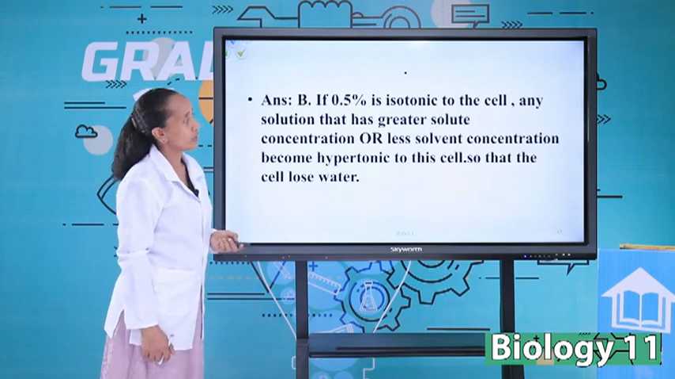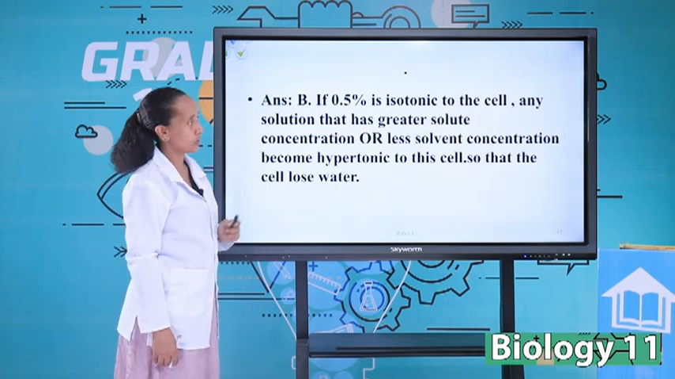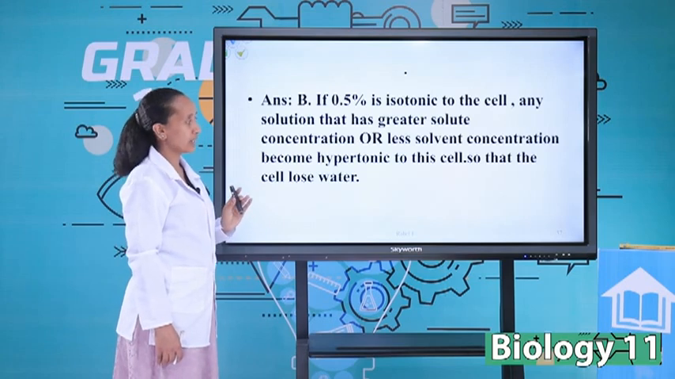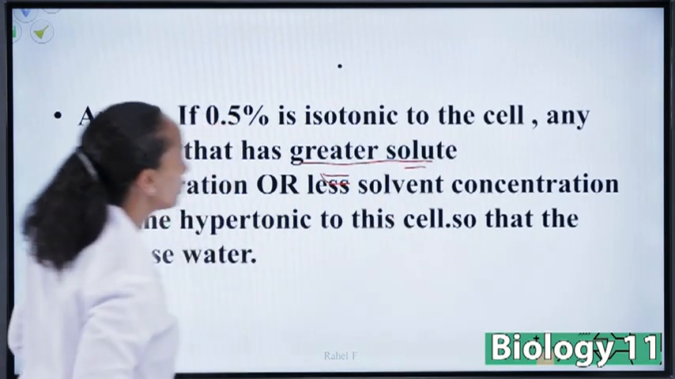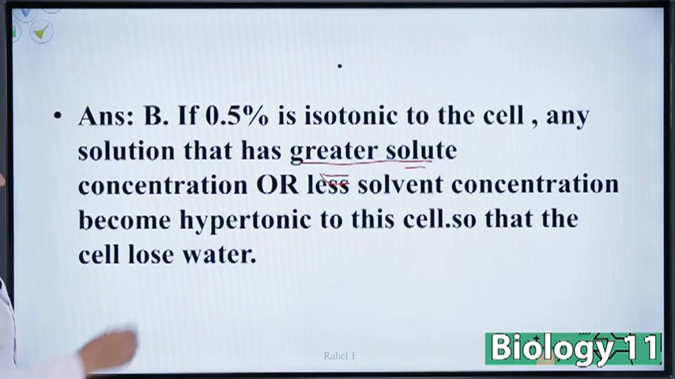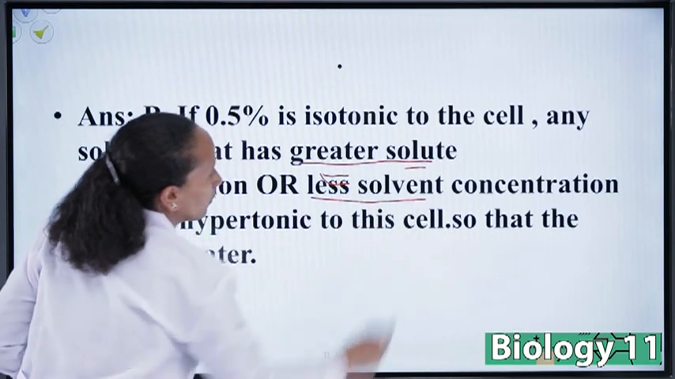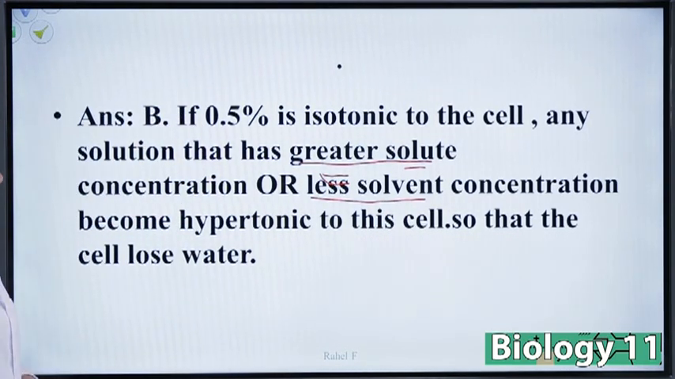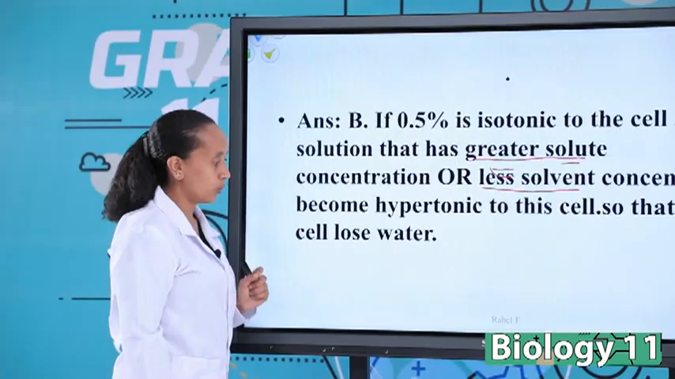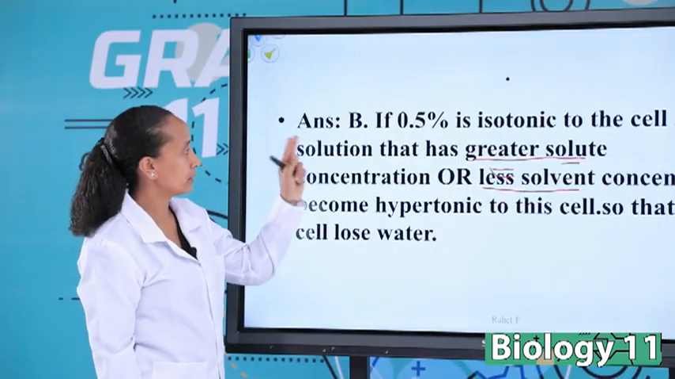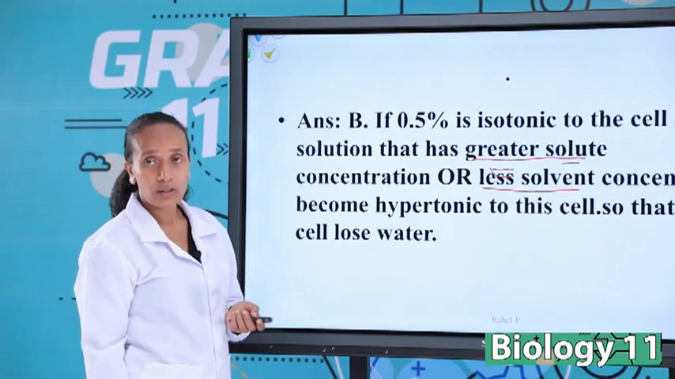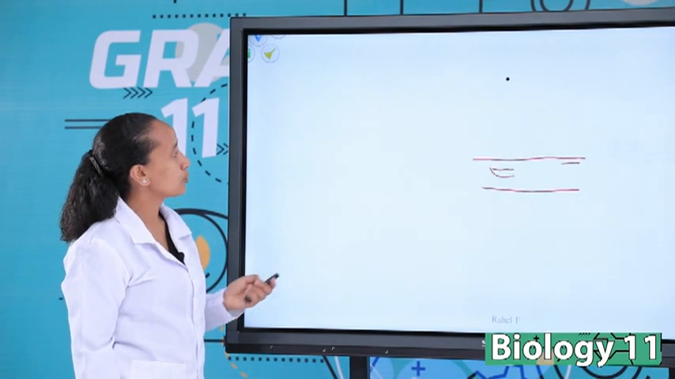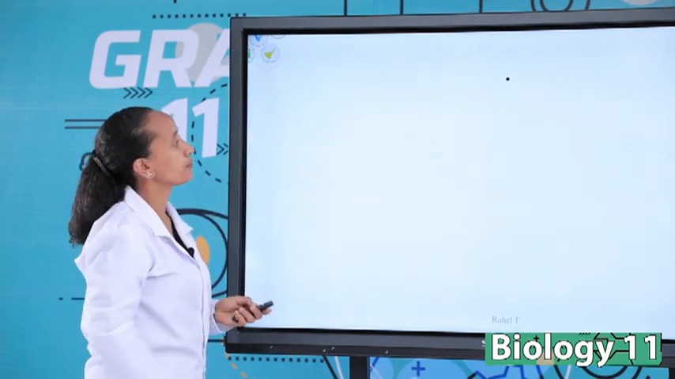If 0.5% is isotonic to the cell, any solution that has greater solute concentration or less solvent concentration becomes hypertonic to this cell. So the cell will lose water under the choice B. Is that clear, students? Okay, let's move on to the next question.